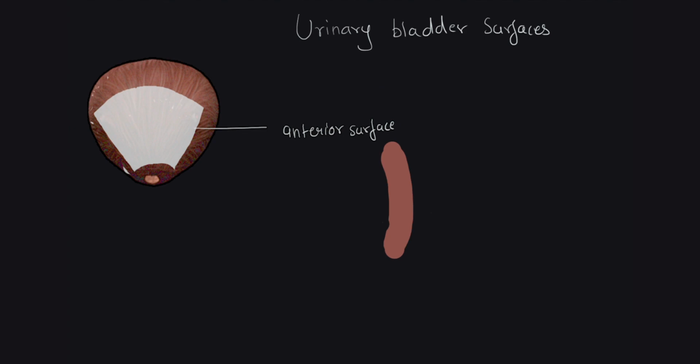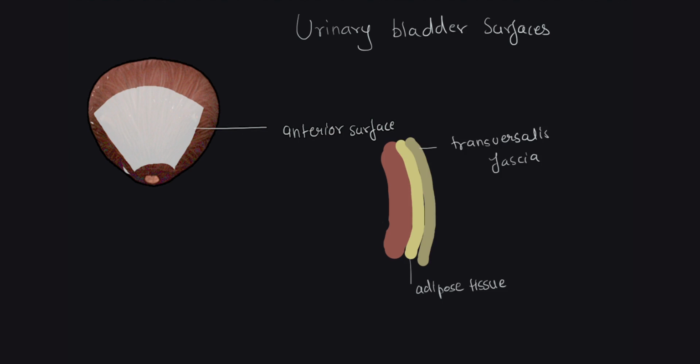So that's the urinary bladder, the wall of the urinary bladder. Anterior to it, we can find the adipose tissue. And then anterior to the adipose tissue, we can find the transversalis fascia. Now remember that the transversalis fascia is one of the fasciae that lies beneath the anterior abdominal wall. So it's the fascia of the muscle of the anterior abdominal wall, the transversus abdominis muscle.